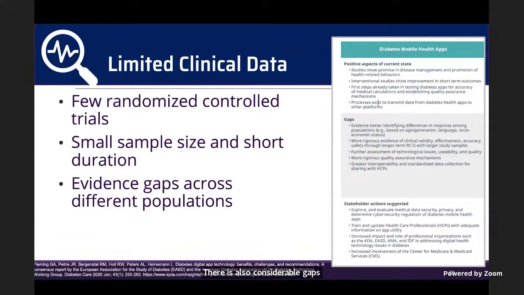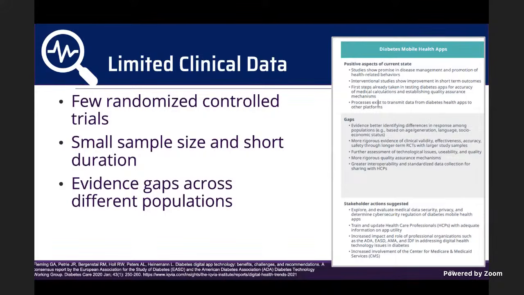Over on the right, I want to highlight a consensus report from the European Association for the Study of Diabetes and the American Diabetes Association that put together a report on diabetes apps. And it really reviewed the landscape. This came out in 2020 and was the first of its kind to focus specifically on apps alone, right? There's so much technology within diabetes alone, but to have a paper exclusively on apps really just goes to show the importance that this is a field that's growing, that we need to be aware of, and what are next steps.